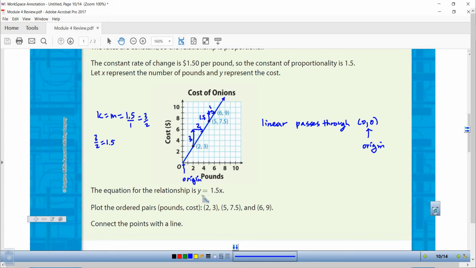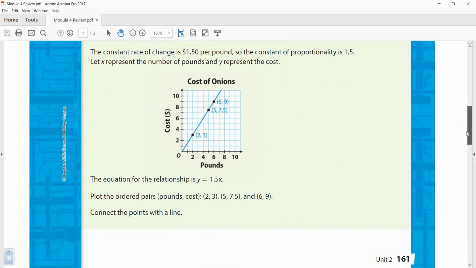And the equation, here we go. One last thing, the equation is going to be y is equal to k times x. But what did k equal? K equaled 1.5, so our equation is 1.5x. All right, and these points were the points in the table, and you could see they all line up. All right, so there's a quick review.